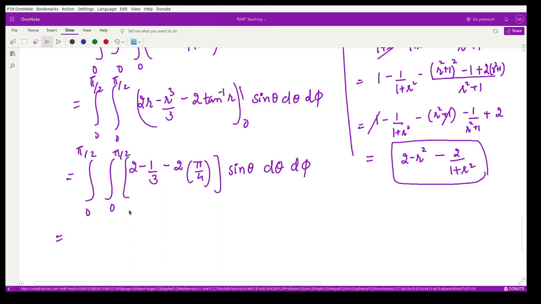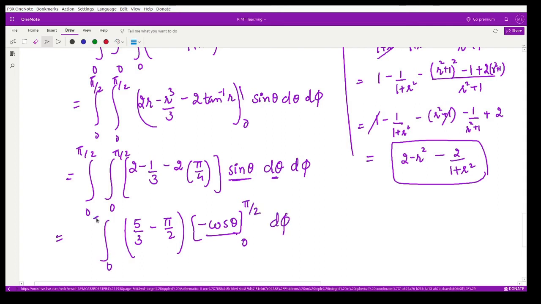Okay. So this is equal to 5 by 3 minus pi by 2. And now we have to perform the integration of sin theta with respect to theta, that is equal to minus cos theta. So this is the integration and the limits are again from 0 to pi by 2. D phi and the integration 0 to pi by 2.